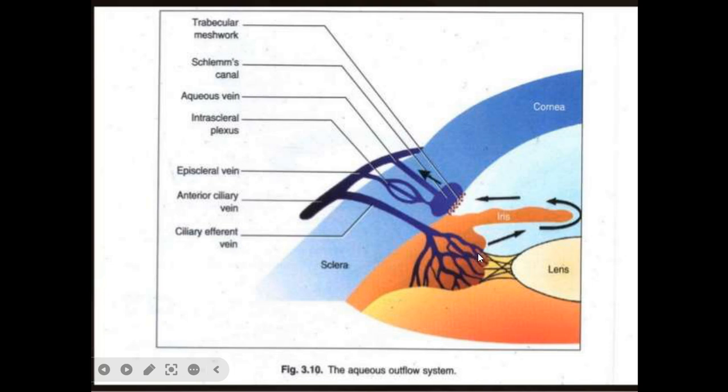So aqueous humor is secreted by the ciliary epithelium, the pars plicata, and then it flows from the anterior and posterior chambers. It goes into the trabecular meshwork. This is the trabecular meshwork, and then it goes into the Schlemm's canal.